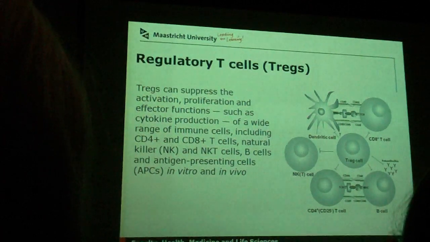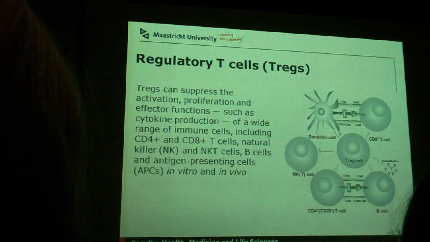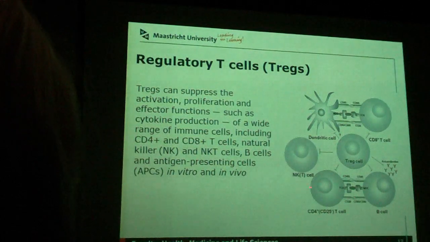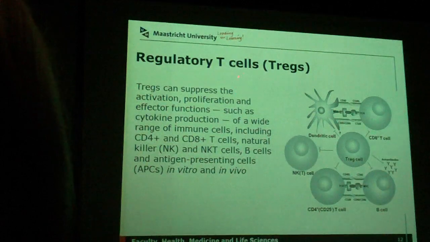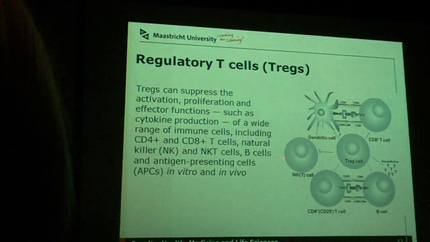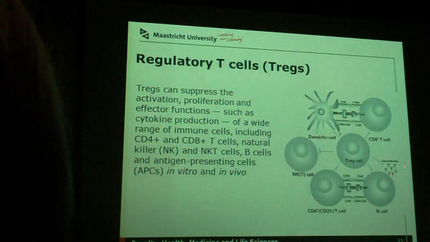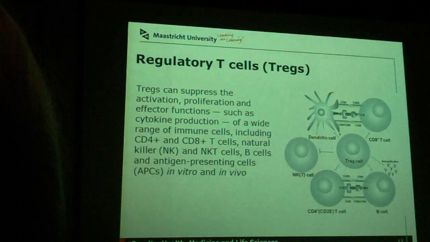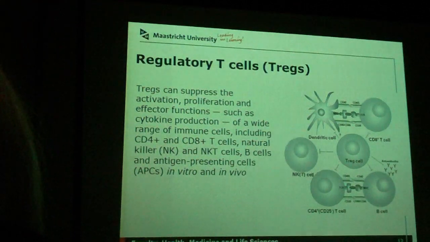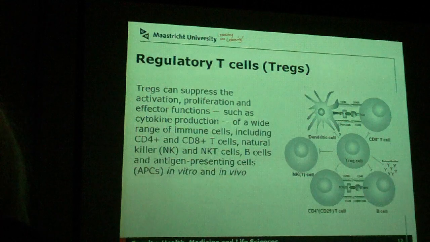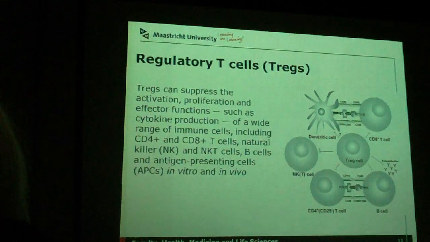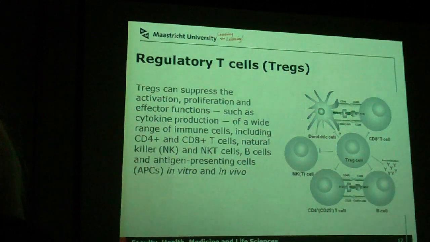A regulatory T cell can suppress a lot of different cells. It can suppress other CD4 T cells or CD8 T cells, but it can also suppress dendritic cells and NK cells, NKT cells, B cells, antibody production. So it's really a cell which can regulate a lot of different responses. And suppression means that it can suppress the activation but also the proliferation of these cells and the effector functions such as cytokine production. So it can really dampen the immune response.